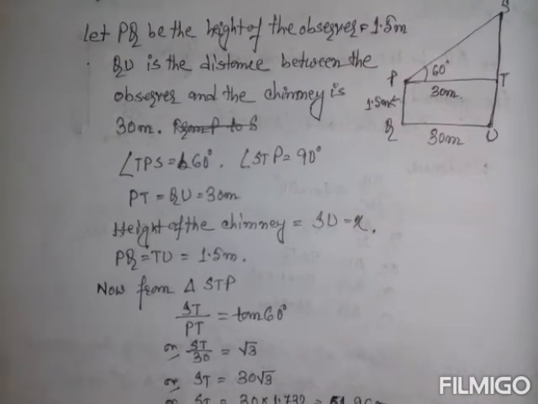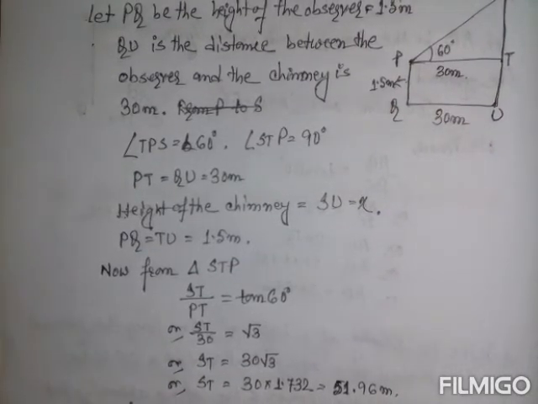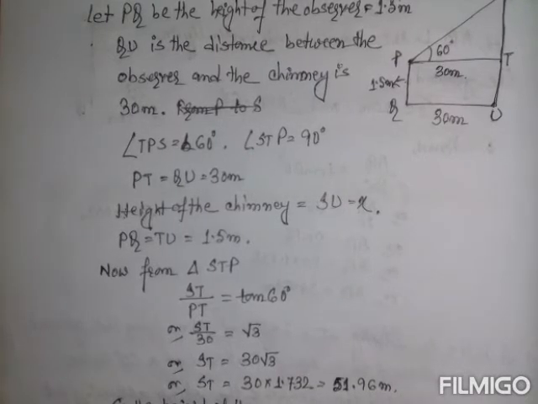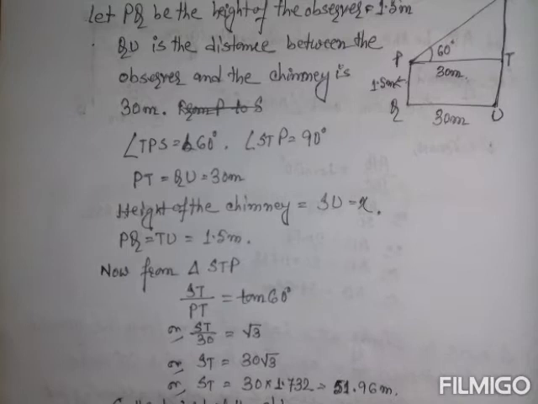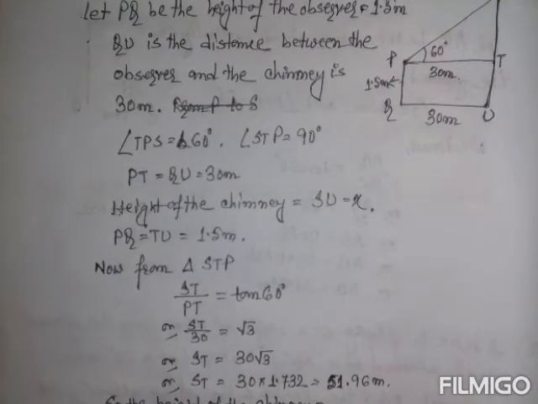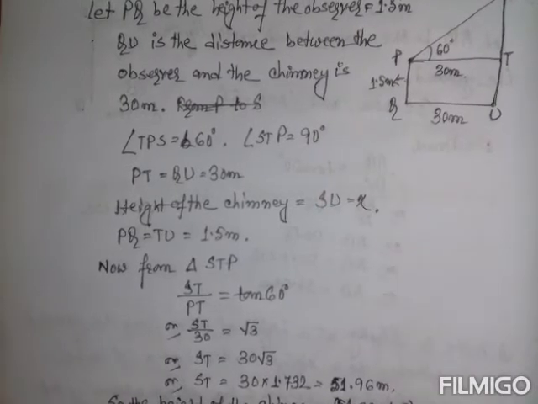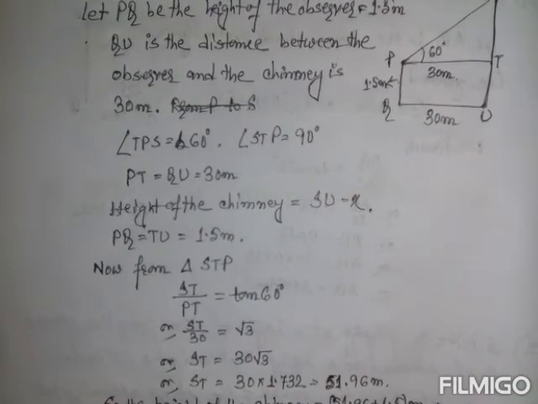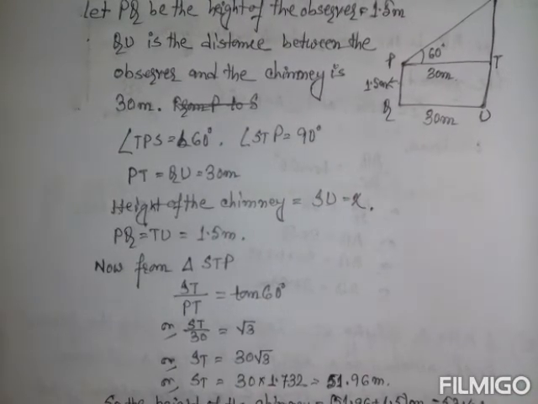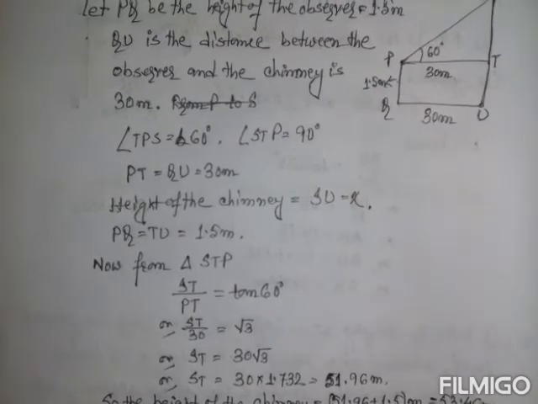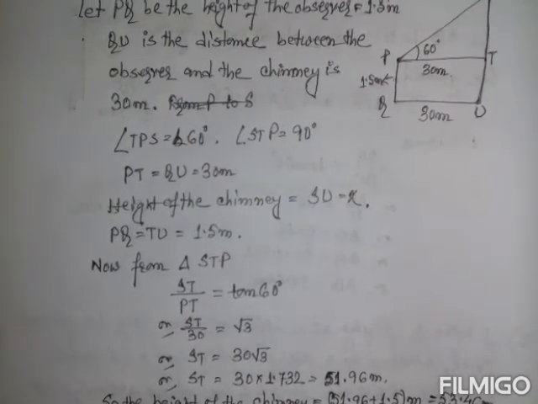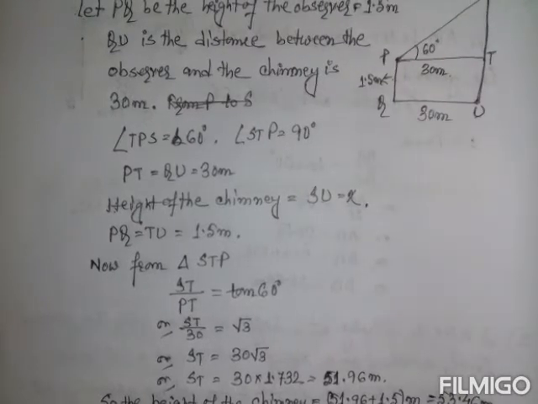So the height of the chimney is equal to 51.96 plus 1.5 meter is equal to 53.46 meter. Okay. Now we can go for the next sum.